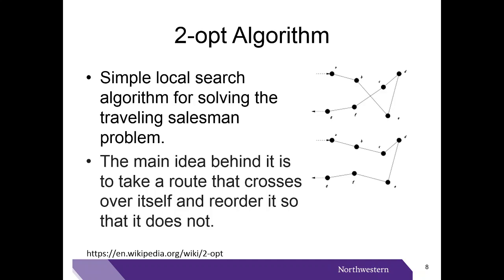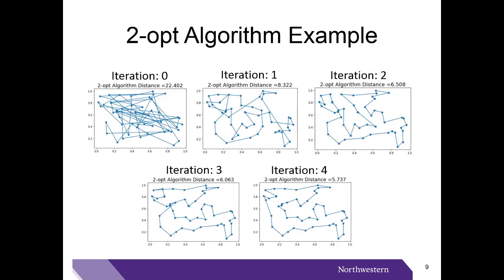The two optimization algorithm is a simple local search method. The main idea is to uncross any routes that cross over themselves. This is accomplished by reordering sets of pairs until they do not cross. The image to the right is an example of this process. To show how effective this process is, I started with a random route. After only one iteration, the route optimization improved dramatically, and after only 4 iterations, the optimization solution was found.